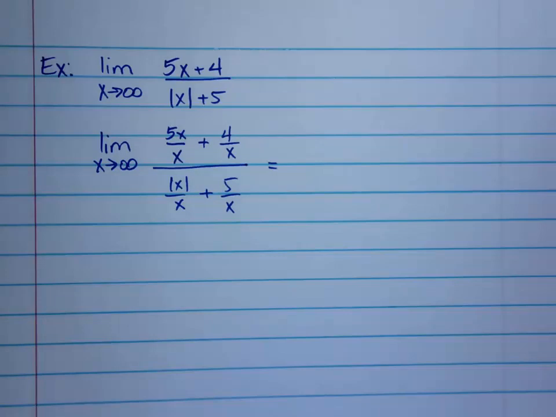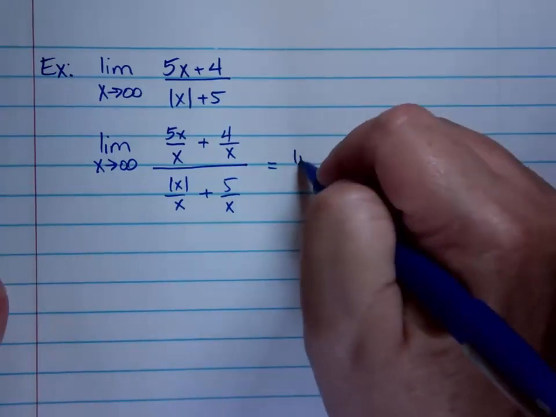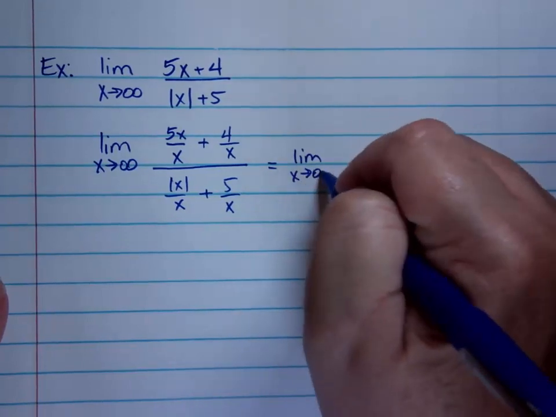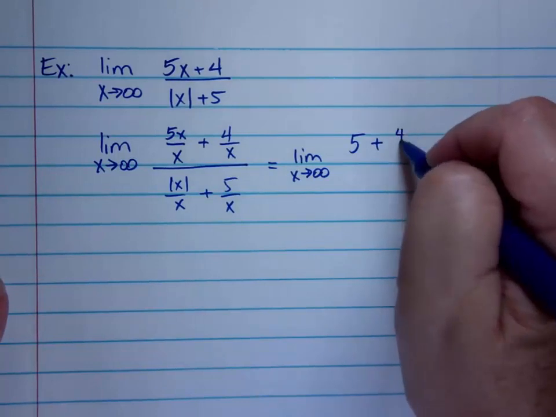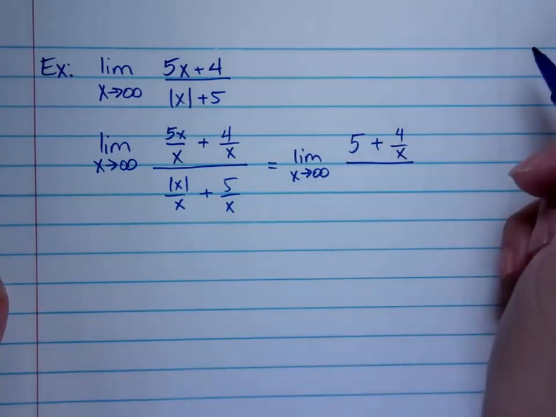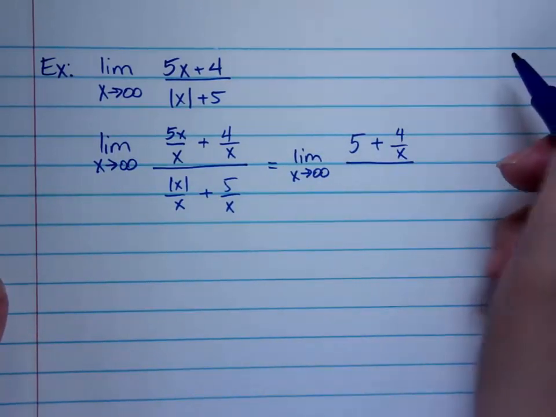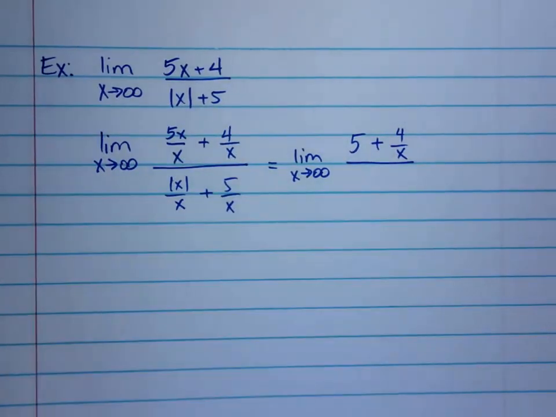Just like the other part. Now, the difference is you've got to be very careful when you're plugging into the absolute values because that may change the sign of things. So what does the first fraction reduce to? 5. The limit as x approaches infinity of 5 plus, this does not reduce, so it's still 4 over x, over, now, x is approaching positive infinity.